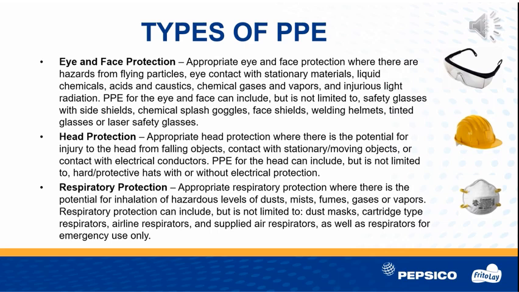Respiratory protection. Appropriate respiratory protection where there is the potential for inhalation of hazardous levels of dust, mist, fumes, gases, or vapors. Respiratory protection can include, but is not limited to, dust masks, cartridge-type respirators, airline respirators, and supplied air respirators, as well as respirators for emergency use only.